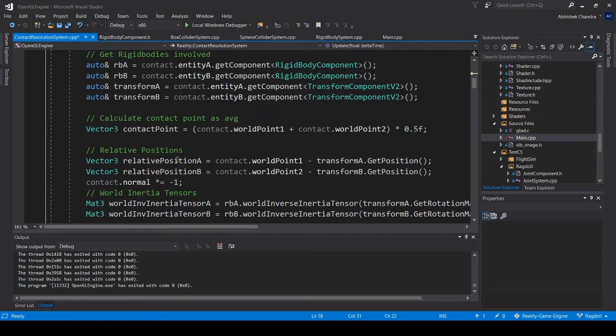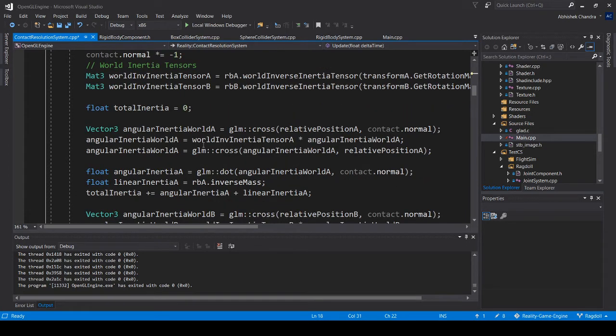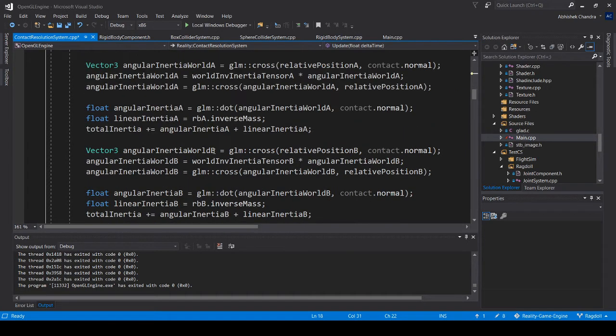So the first bit is essentially the same: relative position, world inertia tensor, and all of that. And then what we will do is calculate the total inertia of each of the objects, or rather the total inertia of both the objects.